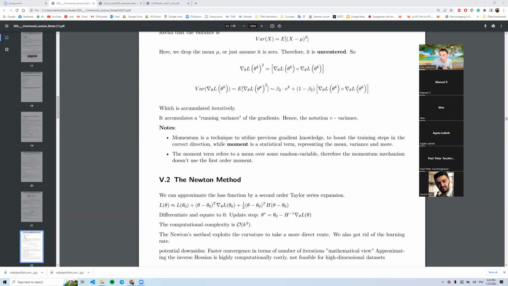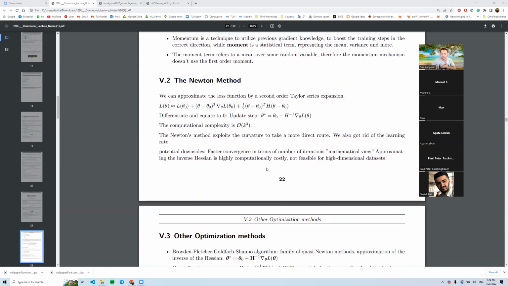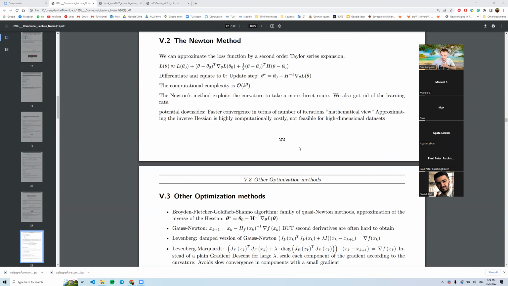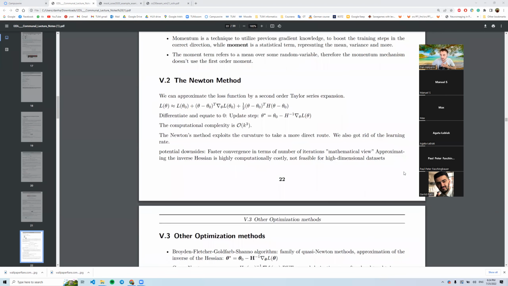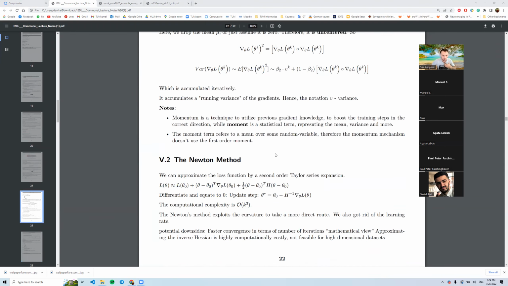Eric is asking, is beta learnable or fixed? Who wants to answer? Yes, it's fixed because it's a hyperparameter. Thank you, Agatha. Remember that the numbers really don't matter for you guys.